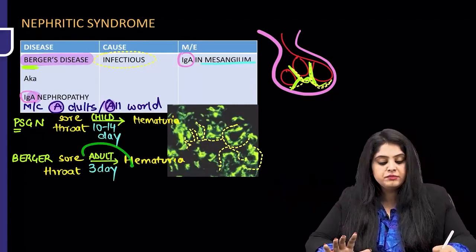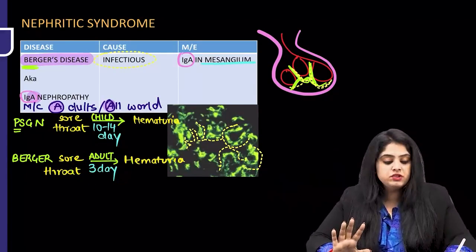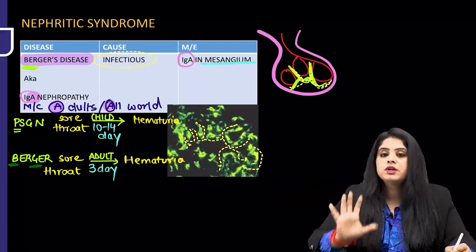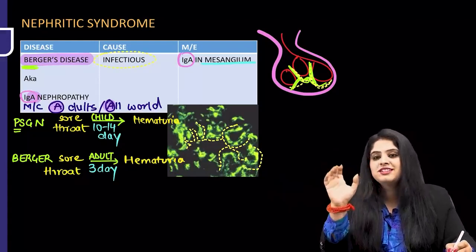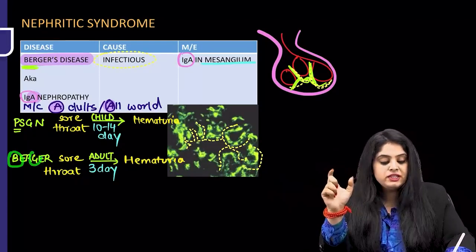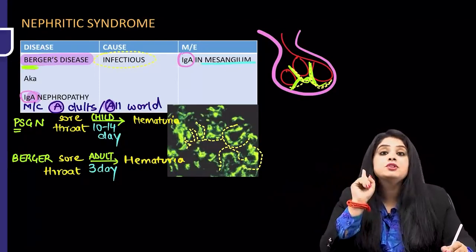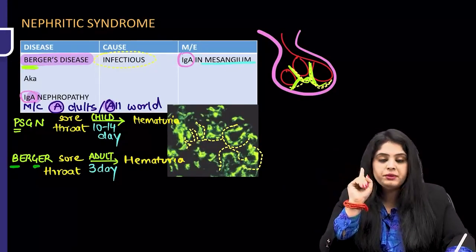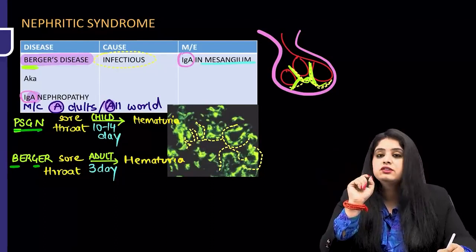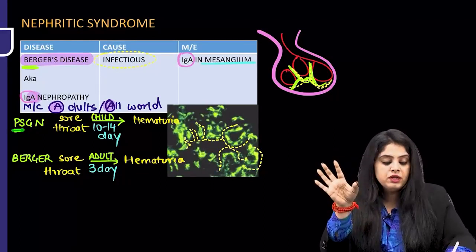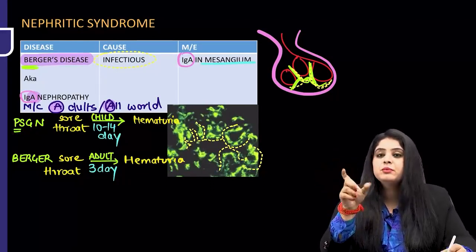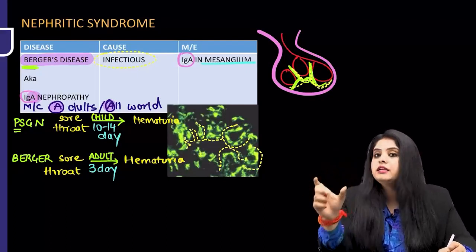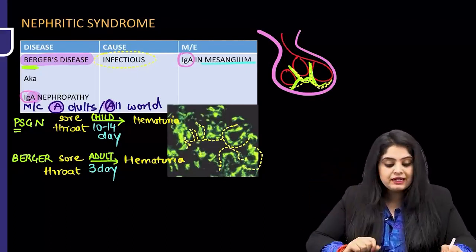So remember, adults mein jaldi happening, that is Berger's. So remember, bade mein Berger. B for bada, J for jaldi. So Berger is bade mein jaldi it is happening, that is going to be Berger's disease. Okay, adult mein jaldi. Whereas PSGN is going to be pediatrics and slow. Pediatrics and slow, that is going to be child with 10 to 14 days it is going to take. Okay, that is how you differentiate.